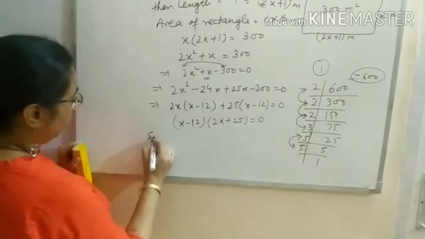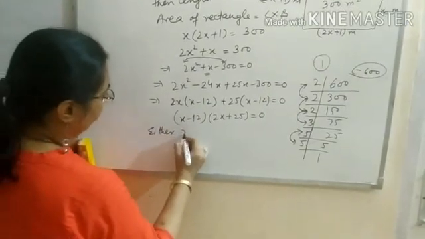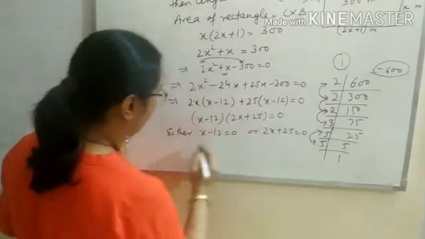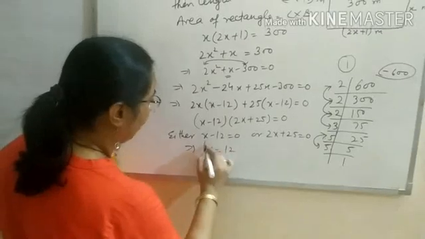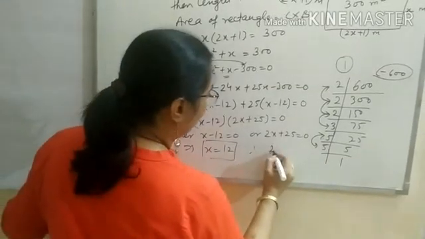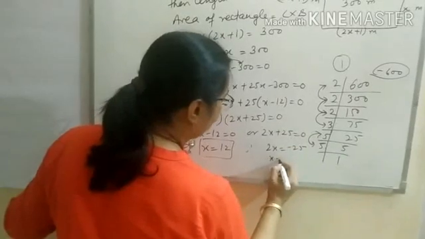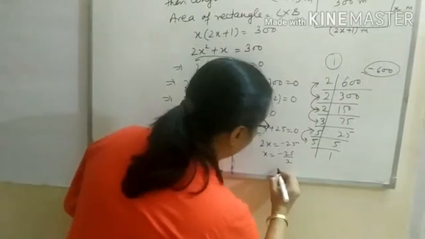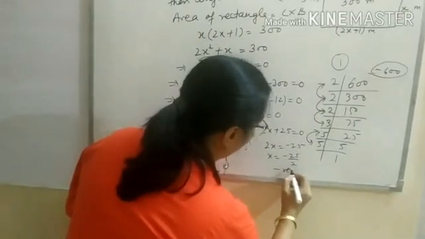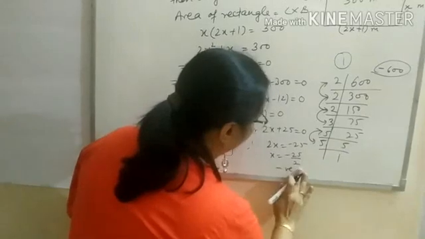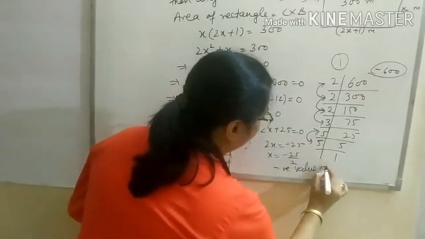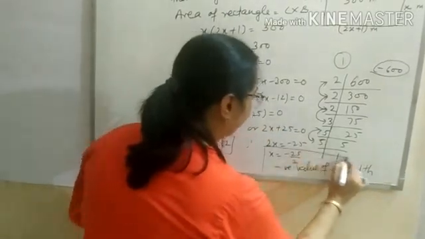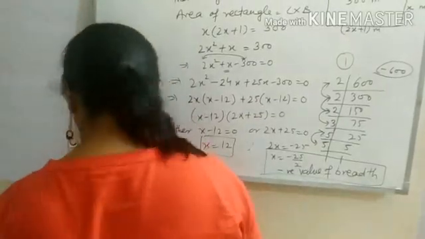So again I told you, you cannot put the value directly. Either x minus 12 is 0 or 2x plus 25 equal to 0, which gives you x is equal to 12, and the second value gives you 2x is equal to minus 25, x is equal to minus 25 by 2. Now here it is important, when it is a negative value of breadth, it cannot be possible, so we will reject it. Breadth not possible, so we can reject this.